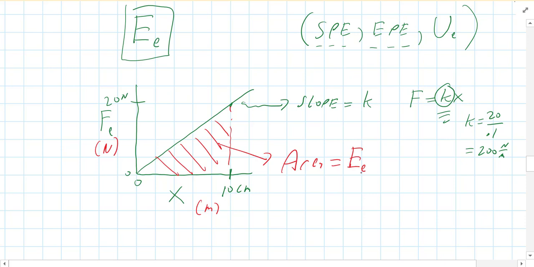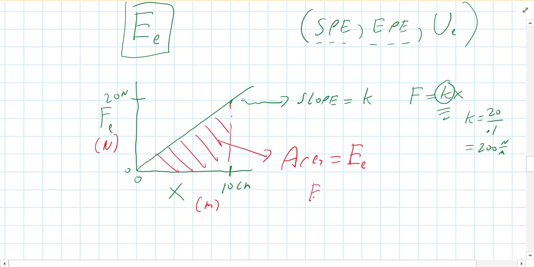So for this graph, if we did a numerical calculation, the energy would be 1/2. For a triangle, the area is 1/2 base times height. The base of the triangle is 10 centimeters or 0.1 meters, and the height of the triangle is 20 newtons. You would get 1/2 of 2, which would be 1 joule exactly. So this spring would store exactly 1 joule of energy if you stretch it 10 centimeters.